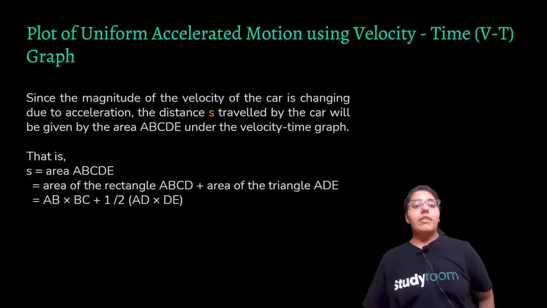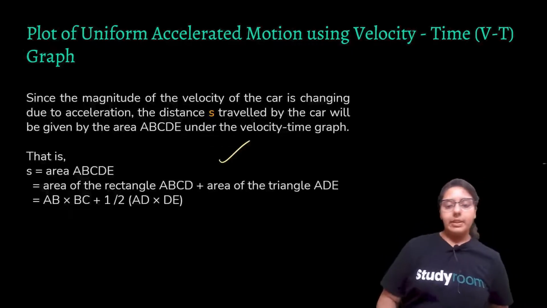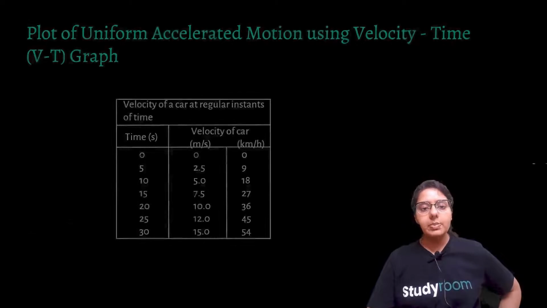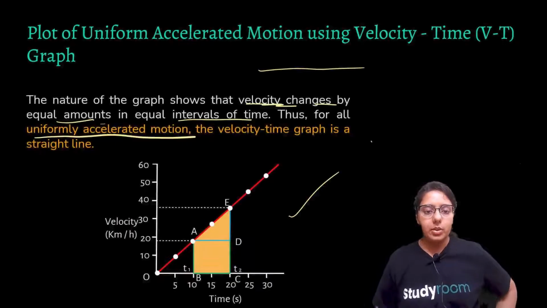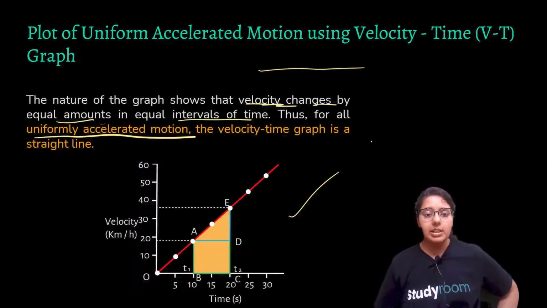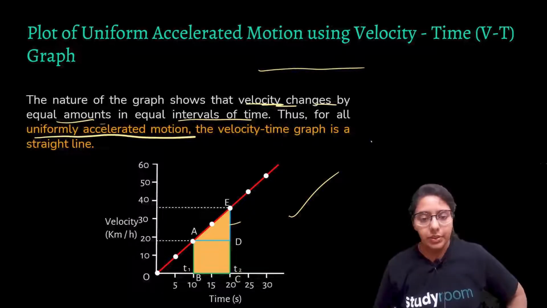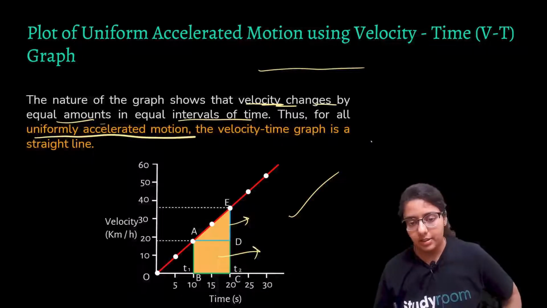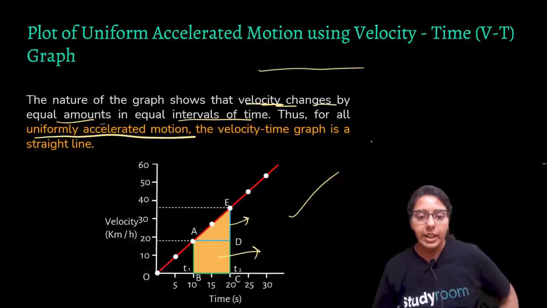Okay, so if we have to calculate the area of ABCDE in this particular figure, how can we calculate this area? Area of triangle plus area of this rectangle, right? So half into AD into DE plus AB into BC.